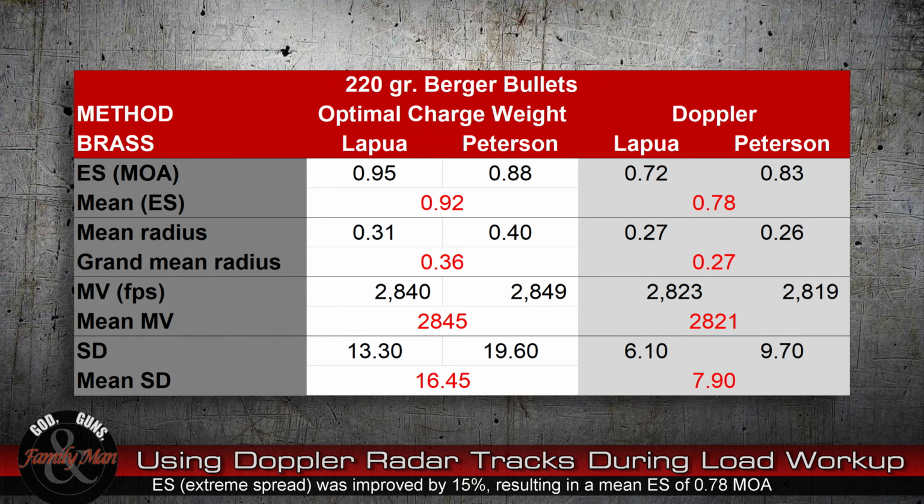In other words, we went from a sub-MOA group of 0.92 MOA down to a 0.78 MOA group. Mean radius using the Hornady-Fordorf group calculator also showed an improvement. The grand mean radius, that is simply where we take the mean of the mean, and in that statistic again we're seeing an improvement from 0.36 down to 0.27 inch.